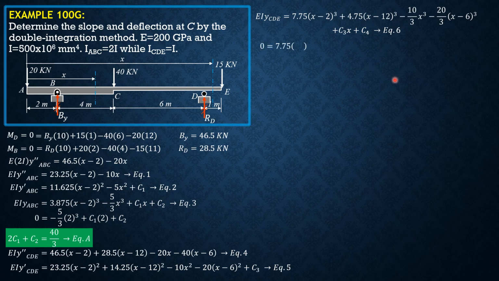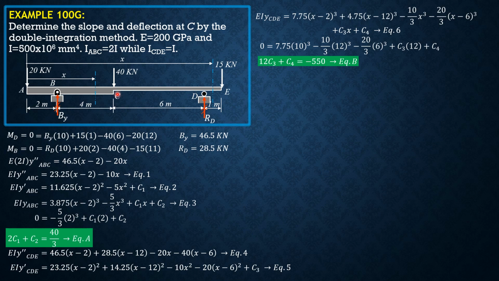Then again, boundary condition when x is 12, yd is 0. So 0 equals 7.75 times, this is 12 minus 2, so 10 cube, minus 10 thirds 12 cube minus 20 over 3 6 cube, 12 minus 6 is 6, plus c sub 3 times 12 plus c sub 4. So simplifying this equation, we have 12 c sub 3 plus c sub 4 equals negative 550. Call that equation B.